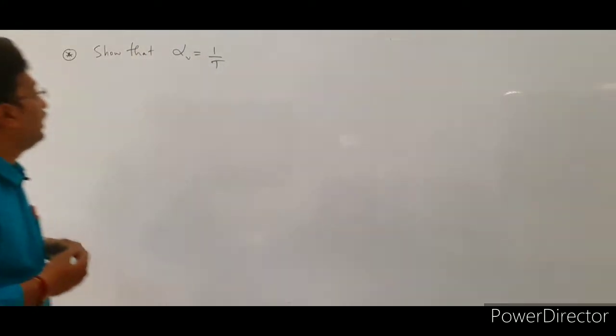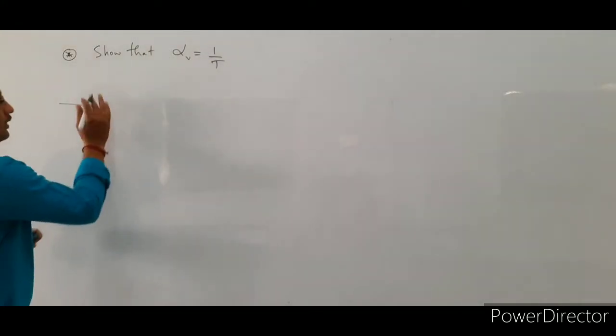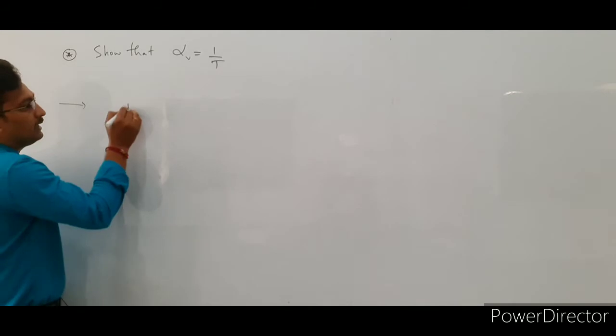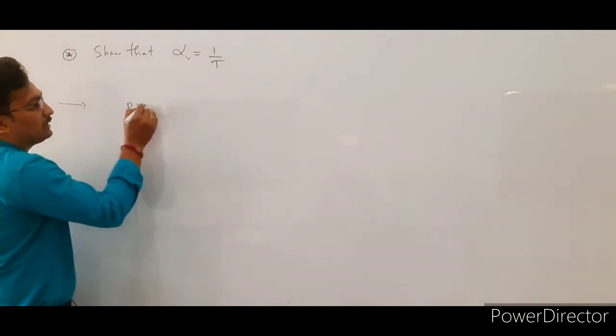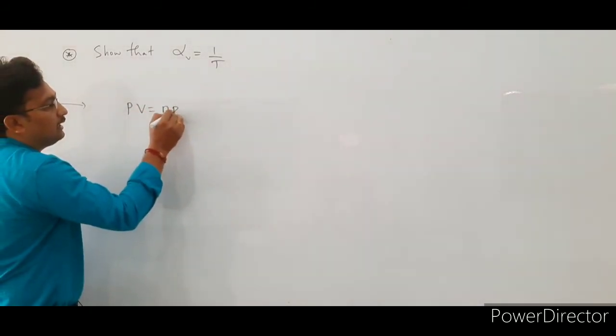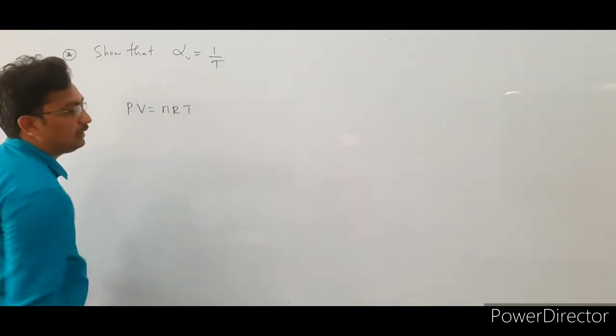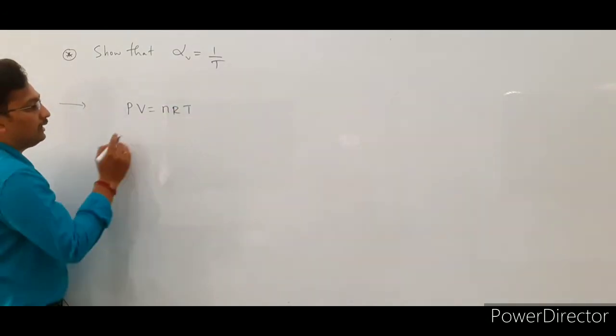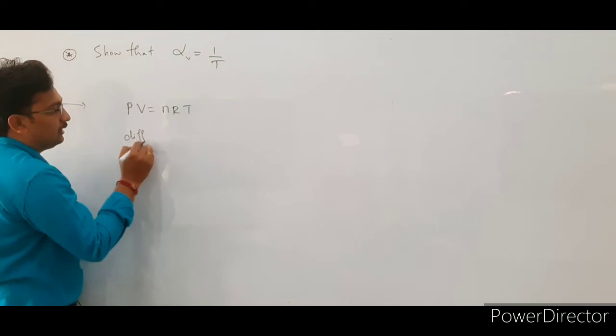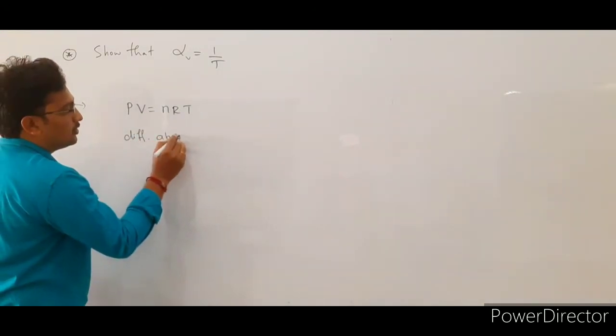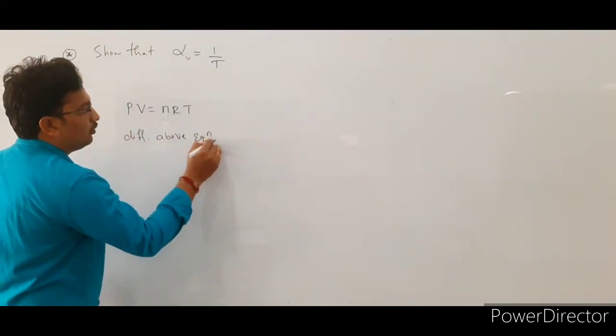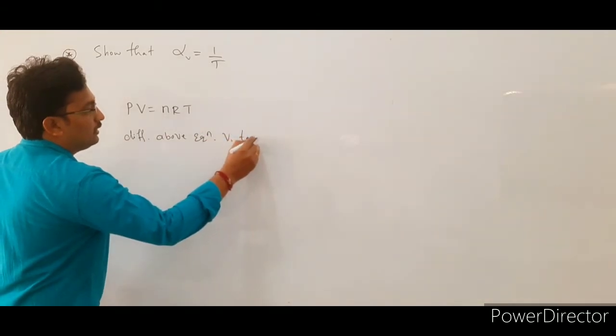See here, we already know the ideal gas equation. What is the ideal gas equation for n mole of a gas? That is PV is equal to nRT. Here we are differentiating the above equation with respect to volume and temperature.